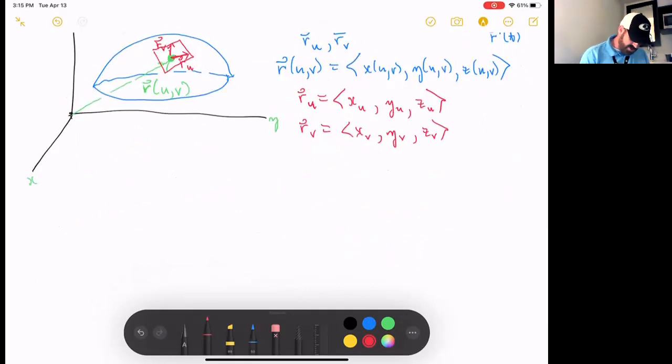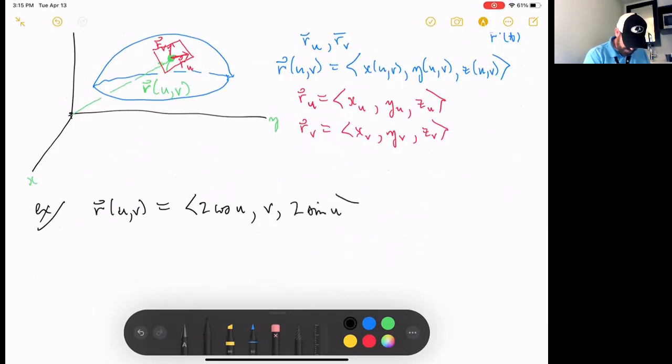Let's look at an example here. Look at this guy: r of u and v equal to 2 cosine of u, v in the second coordinate, and 2 sine of u. And let's just let u and v do their thing. I'm not even going to give you a range for u and v. So what is this?